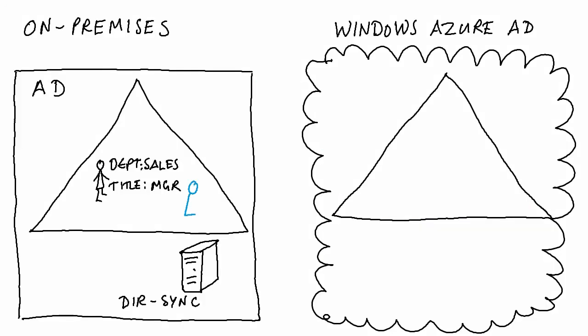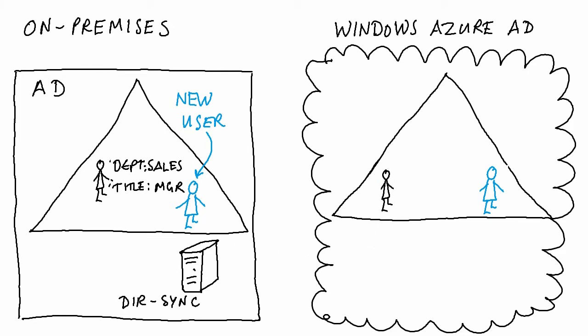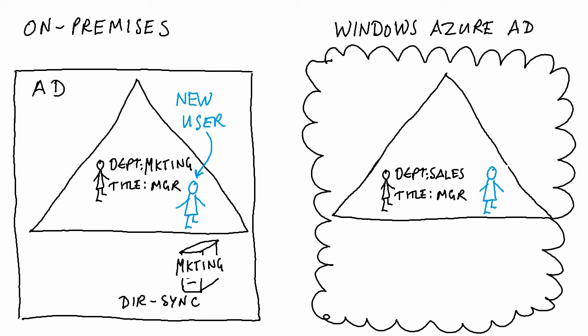A simple tool, Dir-Sync, can be used to keep the users and groups in your corporate AD in sync with your Windows Azure Active Directory. New and existing users are synchronized into the Azure AD environment. If, say, a user's department changes from sales to marketing, this change is synced across to maintain the user data in both environments.